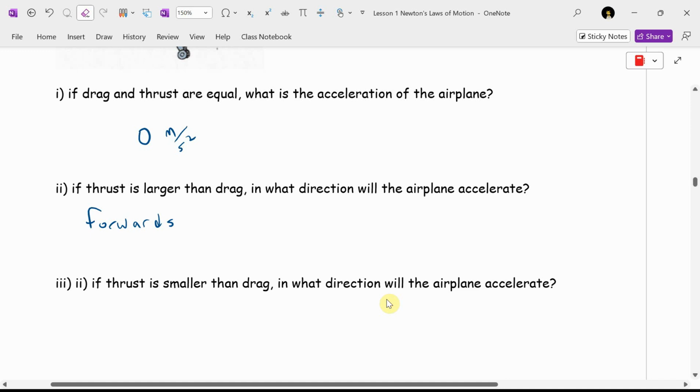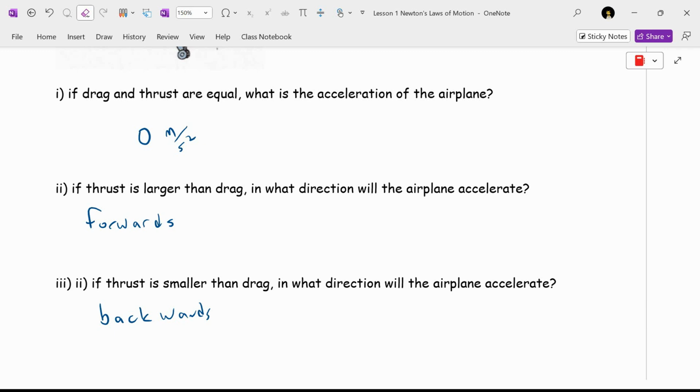What if thrust is smaller than drag? Which way will the plane accelerate? Backward. And we're going to call it acceleration. We rarely use deceleration in physics. The public does, but not in physics. So it's going to accelerate backwards, and as a result, lift will also decrease.